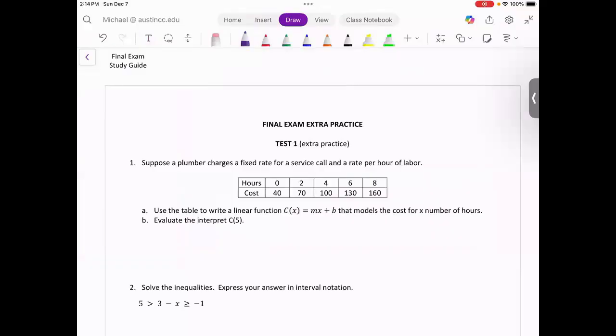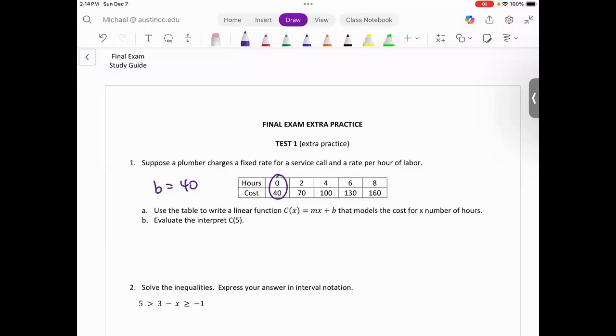Suppose a plumber charges a fixed rate for a service call and a rate per hour of labor. Here's data, and we want to use the table to write the linear function c of x equals mx plus b that models the cost for x number of hours. Now, if we remember, our b is our intercept. Our b is going to correspond to where x is 0. So our b is going to be 40.